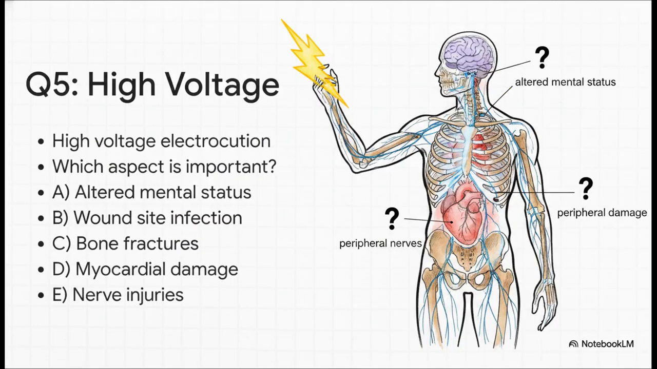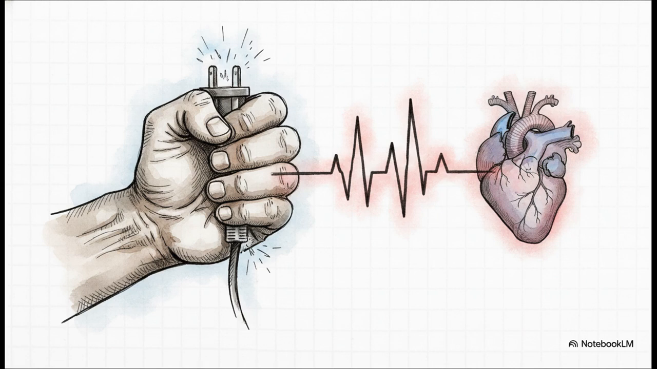All right, shifting gears from toxins to internal conduction, let's talk electrical trauma. For high-voltage electrocution, which aspect is the most important to manage? Are we looking at altered mental status, wound site infection, bone fractures, myocardial damage, or nerve injuries? Now hold that thought and compare it to a domestic low-voltage shock. Let's say a 33-year-old accidentally gets a 220-volt shock from a household appliance and physically cannot let go of the wire. What is the most likely immediate complication here?